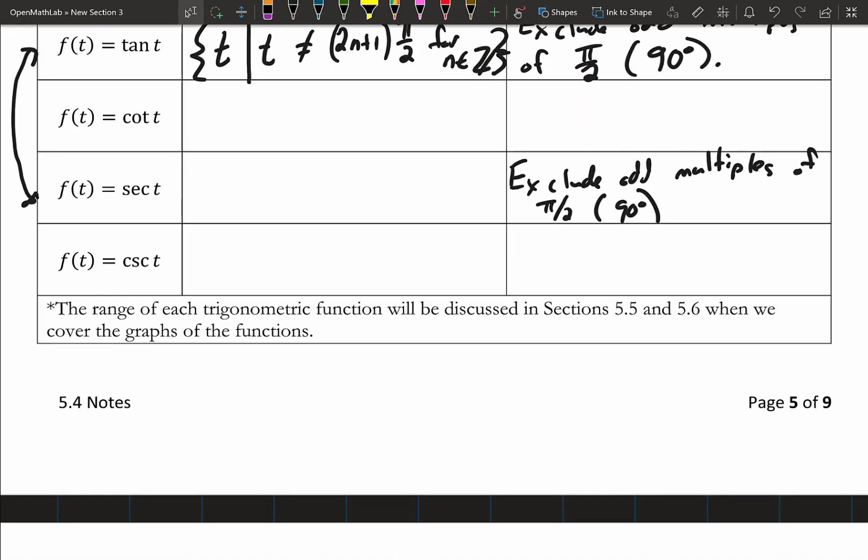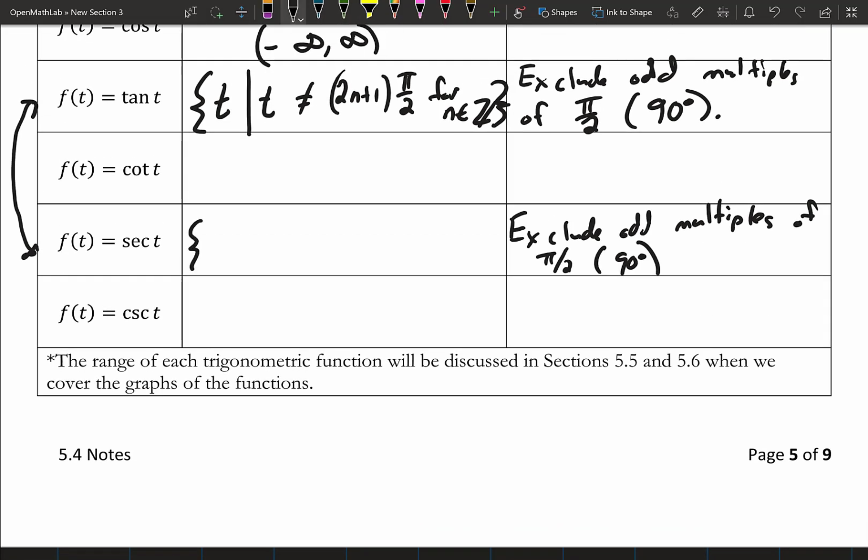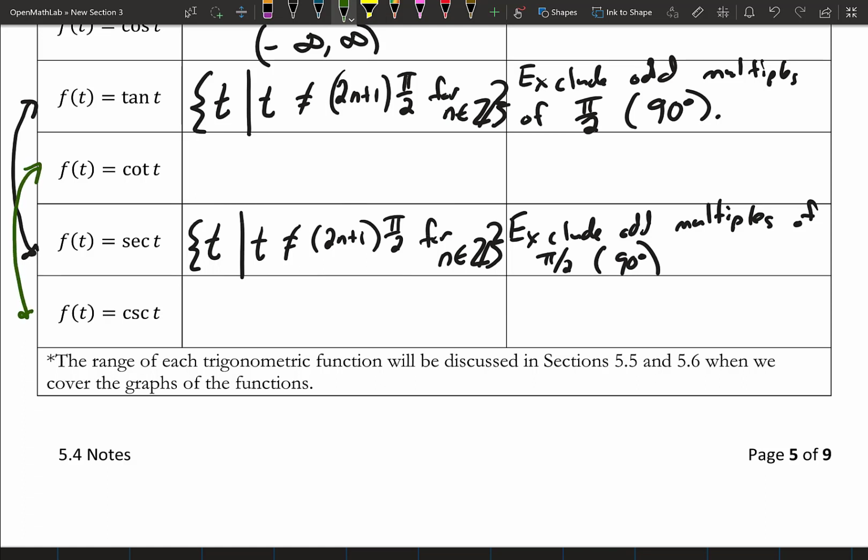So then secant, right, would just be the exact same thing, right? So it would be the set of all T such that T cannot be equal to 2n plus 1 times pi over 2 for integer n, right? So since these are kind of close together, let me change color here. So remember, cotangent and cosecant were similar, right? They were the same. So remember, with these, we said that we need to exclude multiples of pi, which is 180 degrees.